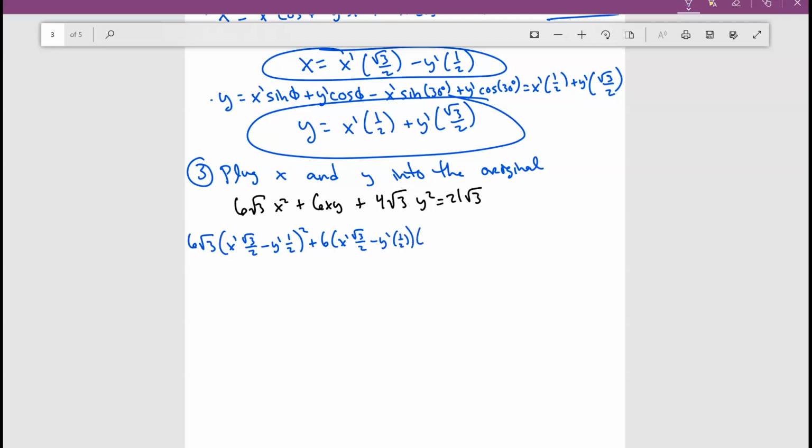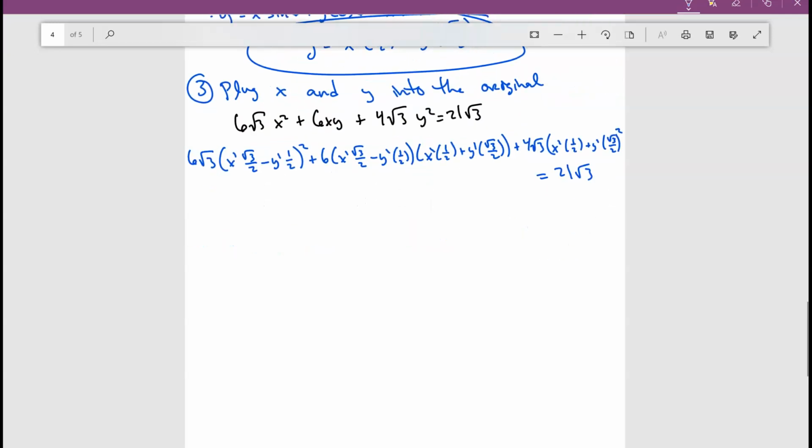And then the y value is going to be x prime 1/2 plus y prime square root of 3 over 2, plus 4 square root of 3 times our y, which is x prime 1/2 plus y prime square root of 3 over 2 squared. And this equals 21 square root of 3. Okay, and now comes the crazy part where we have to FOIL everything out.